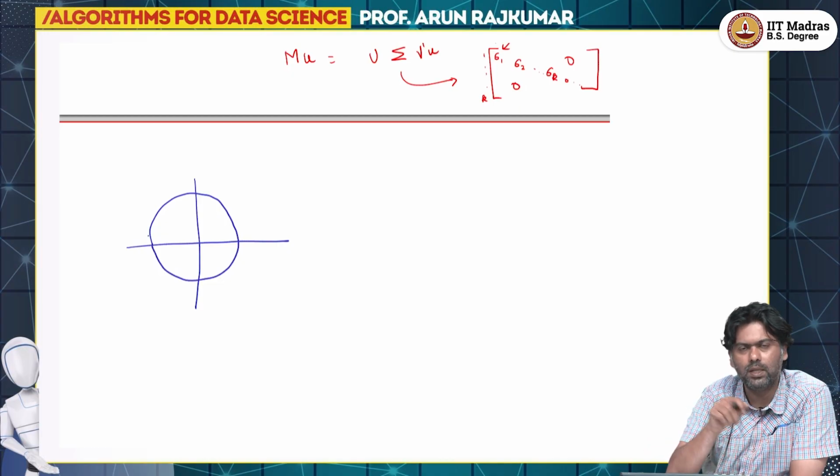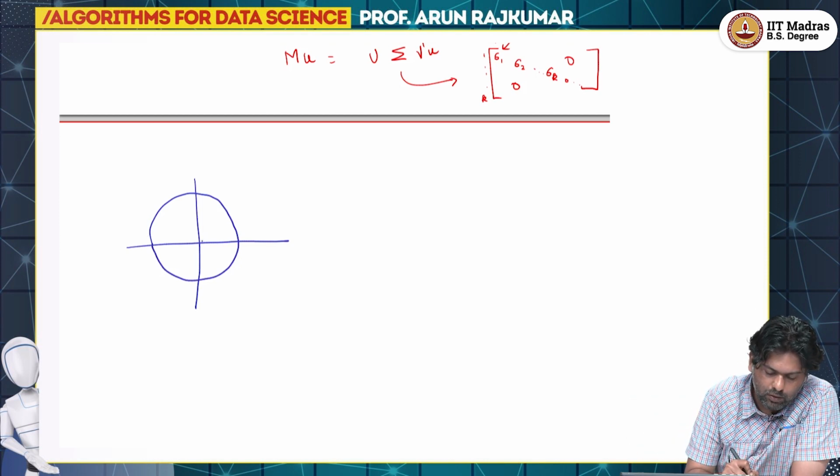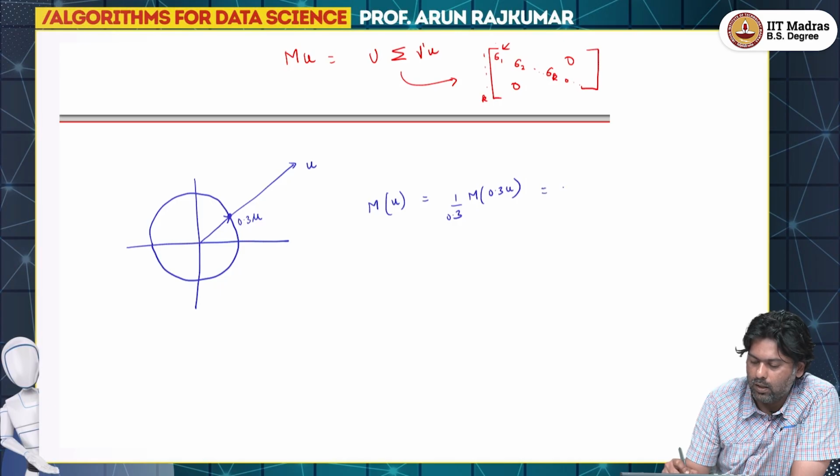Well, as an operator, the matrix M operates on any vector, but let us say I consider only vectors of length 1, because if I have a vector which is not of length 1, then I can treat that as some scaled version. So, let us say this was my u, and this is 0.3 times u, which has length 1. If I apply M to u, I can study M's application on 0.3 times u, and then divide by 0.3. So, this is basically 0.3 times Mu by 0.3, which is Mu.